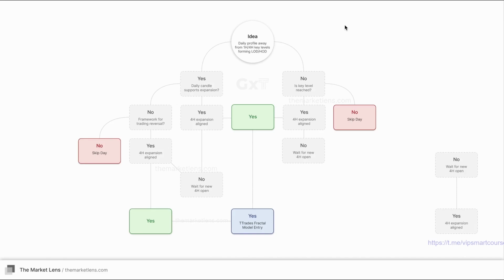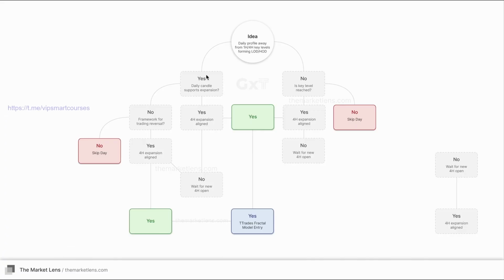GXT flowchart. This will help you go from an idea all the way down to entry. So let's start with the idea and walk through the left side of the flowchart. So the idea: daily profile away from a 1-hour, 4-hour key level that forms a higher low today. So all you're going to ask yourself: has a relevant level or reversal point been hit to create the low of day or high of day?